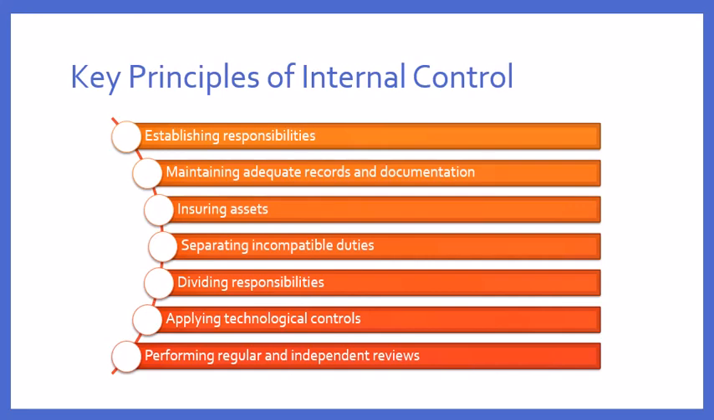Separating incompatible duties. This is key. We often just call this segregation or separation of duties. Essentially, we don't want someone to be able to commit fraud and then cover it up. Therefore, one person should have access or control of an asset while another person has the record keeping functions. We don't want one person with both of those responsibilities. And this is similar to the next item, which is dividing responsibilities. We never want a single person with too many responsibilities in the organization, regardless of whether such duties are incompatible or not. So this goes beyond just separation of duties.